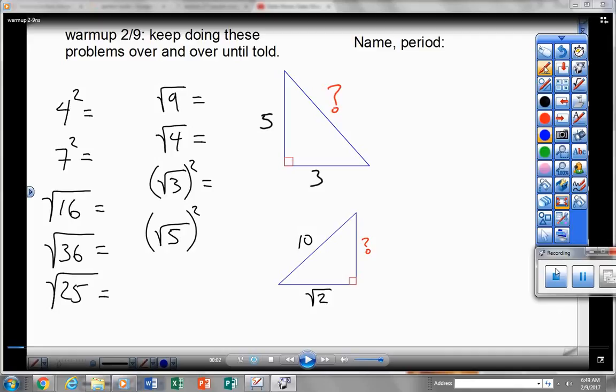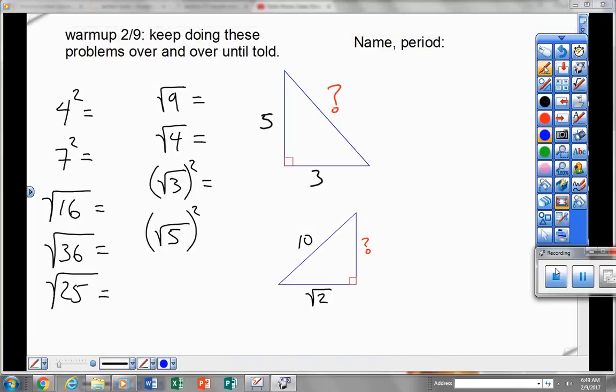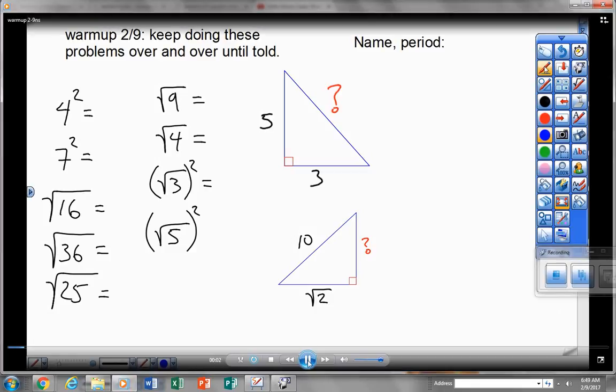Okay, for today's warm-up, I'd like you to do these problems and then keep doing them over and over again until I am ready to go. So for practice, build those repetitions. So here we go. Those first problems.